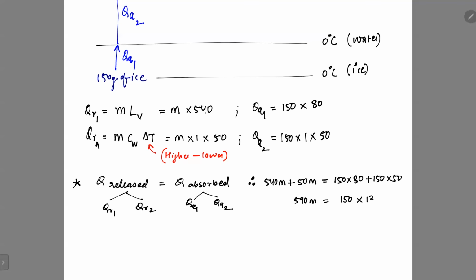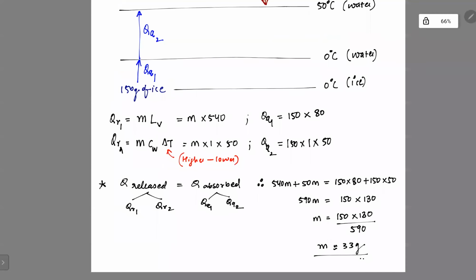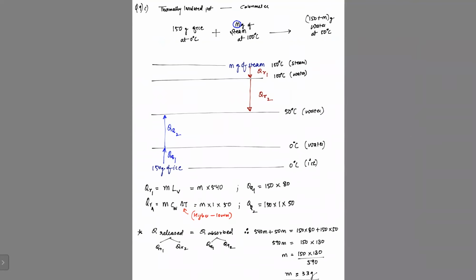80 plus 50 is going to be 130, right? So M is going to be 150 into 130 upon 590. And when you solve this, you will get M is equal to 33 gram approximately. Simple tha? Yes, sir. Now look at the complete solution at once.